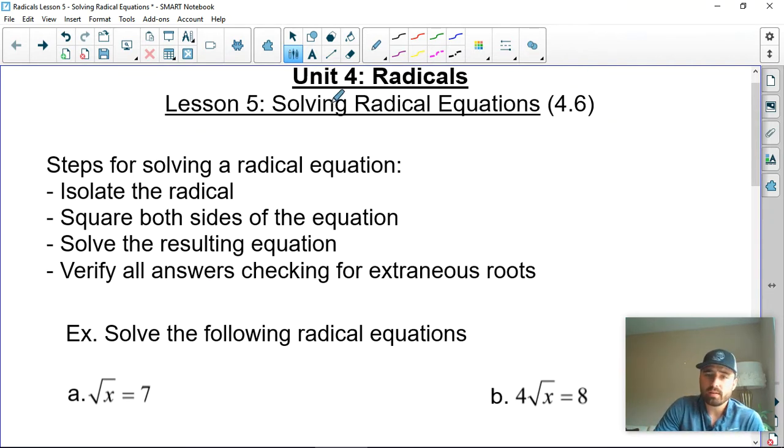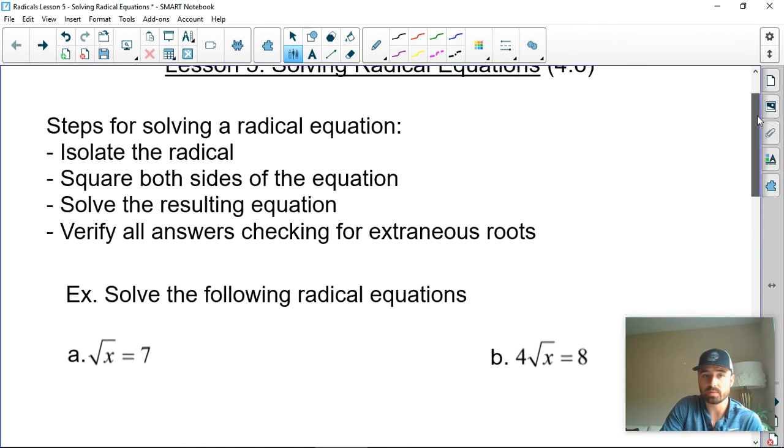So lesson 5 here is called solving radical equations. Now, the steps that we go through are very similar to when we would solve equations that didn't have a radical. There's just a few different steps. So when we're trying to solve a radical equation, if we look at A here, this is the square root of x equals 7. If we're solving this, that means we're trying to find out what x actually equals.